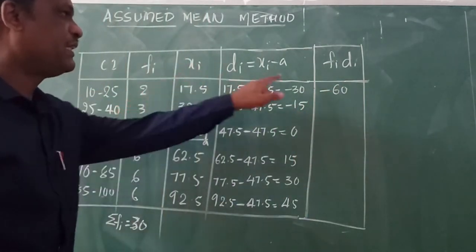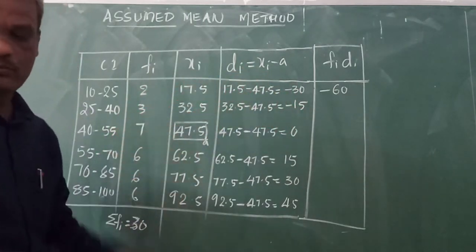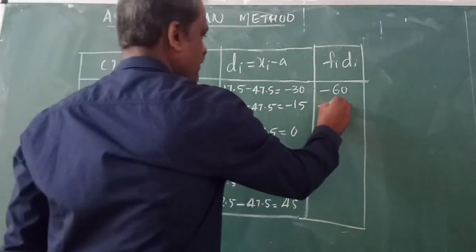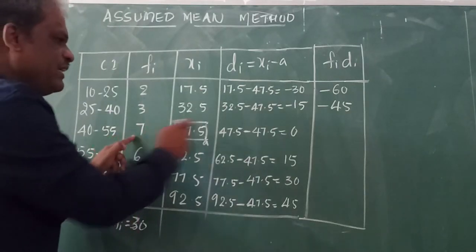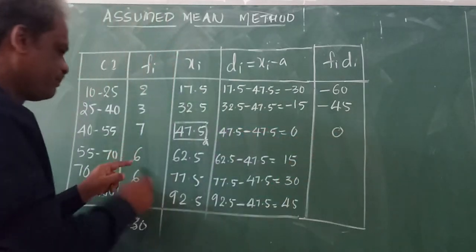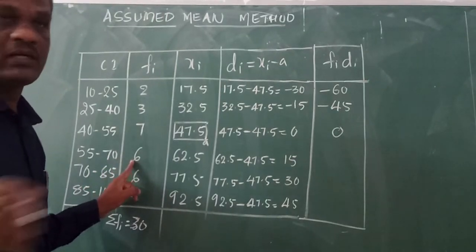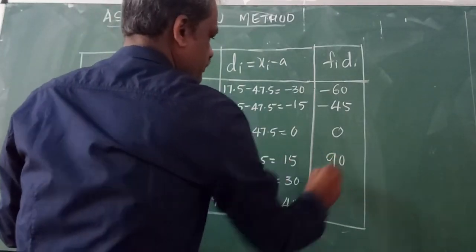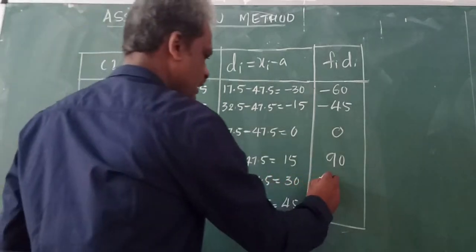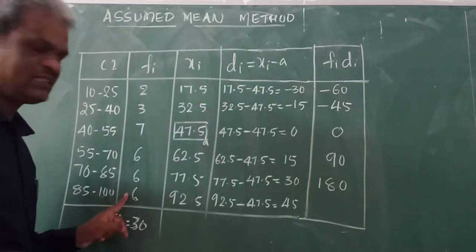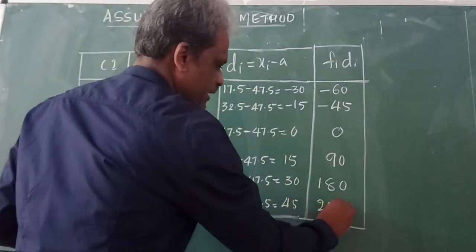2 into minus 30 gives you minus 60. 3 into minus 15 is minus 45. 7 into 0 is 0 only. 6 into 15 is 90. Positive number, 90 plus 90. Then 6 into 30 is positive, another 180. Then 6 into 45, the product of 6 and 45, is 270.